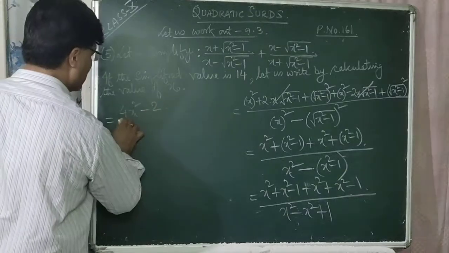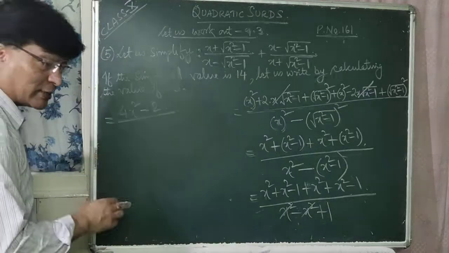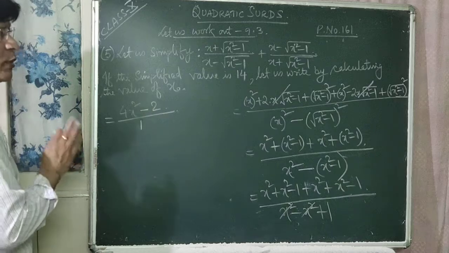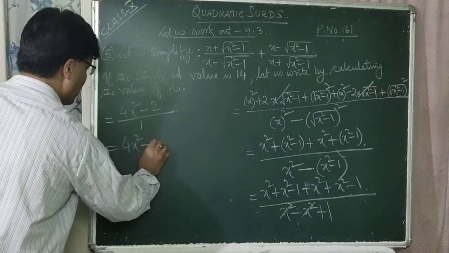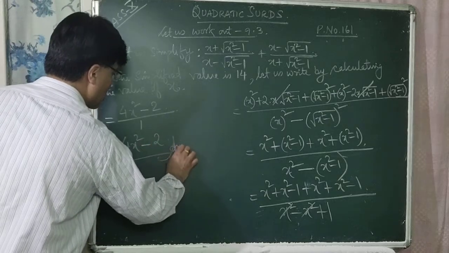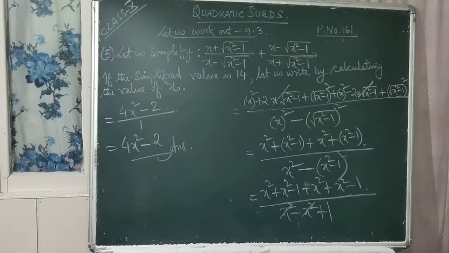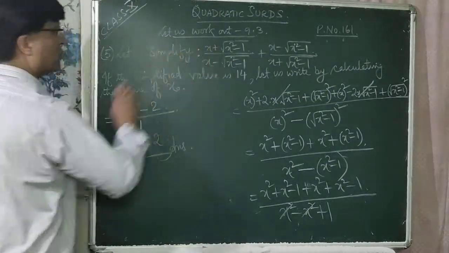So it is minus 2 whole divided by, so here x square minus x square minus x square will be cancelled and there is only 1. If there is 1 in the denominator, you don't have to write it. So which is equal to 4x square minus 2. So this is the simplified value of the given expression in the first part. In the first part, the expression was given, and the value of this expression is 4x square minus 2. This is the answer for the first part.